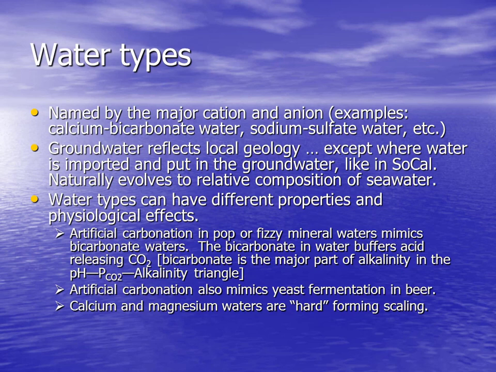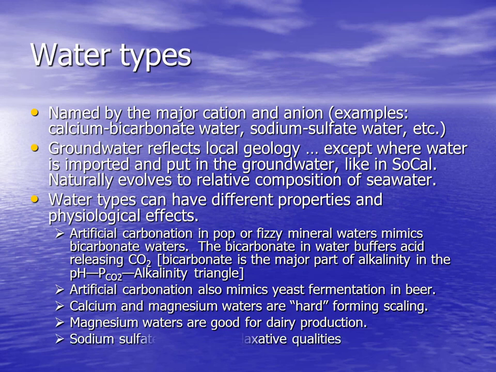So there's an example of a physiological effect depending on whether calcium and magnesium is more major in the water or whether sodium is more major in the water. Magnesium waters are known to be good for dairy production, for instance. If the soils are high in magnesium and the water is high in magnesium, the cows will produce more milk. And this is maybe too much information, but sodium sulfate waters, which exist naturally, have laxative qualities.